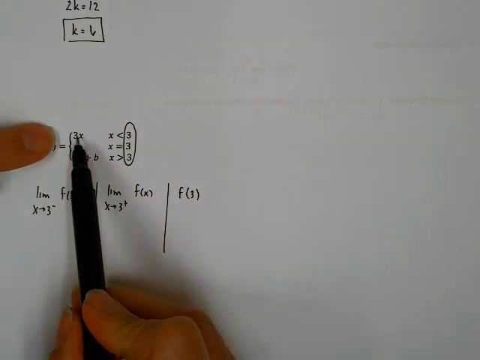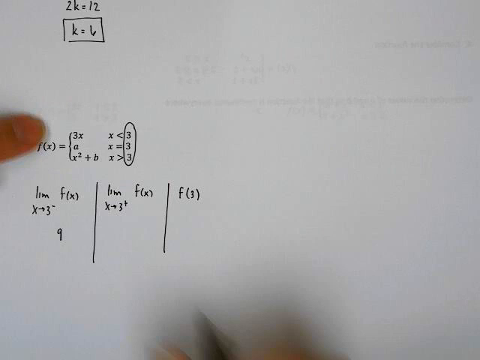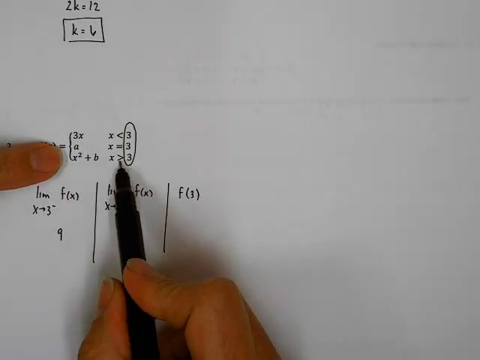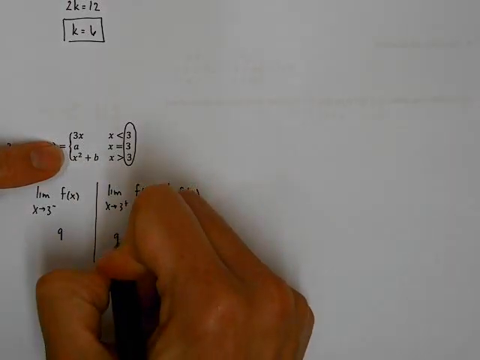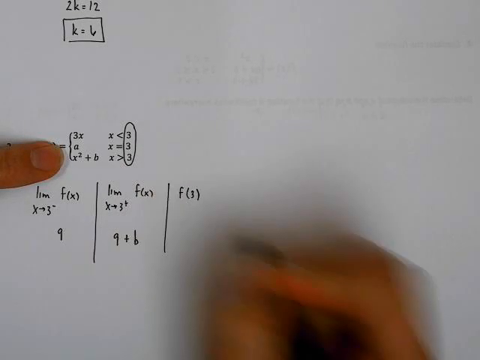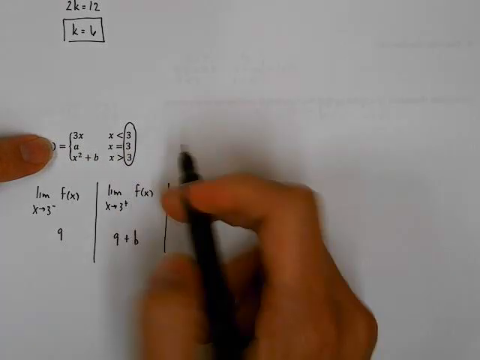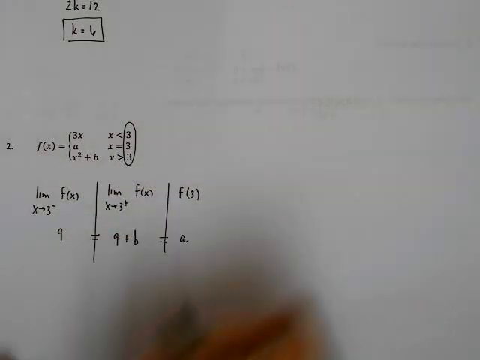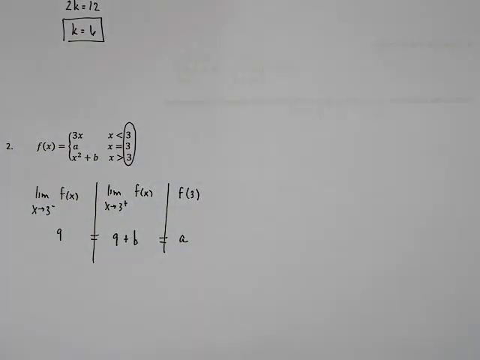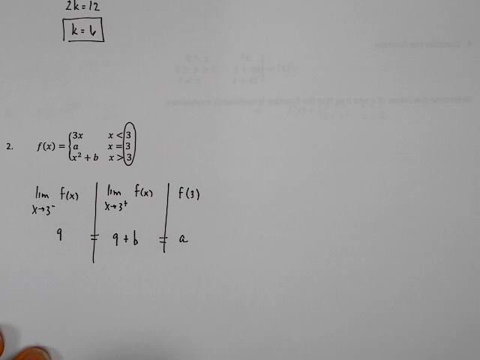So 3 from the left, that's where x is less than 3. So now I can substitute my 3 in, and 3 times 3 will give me 9. If I approach from the right, now I'm looking where x is greater than 3. So I'm going to substitute 3 for my x value. 3 squared is 9, so my limit is 9 plus b. And now, because of the way this is defined, f of 3 I know is equal to a. And again, to be continuous means that all 3 of these pieces have to be equal. So here's what I'm going to do. To find a, if all of these are equal, that means a must be equal to 9.